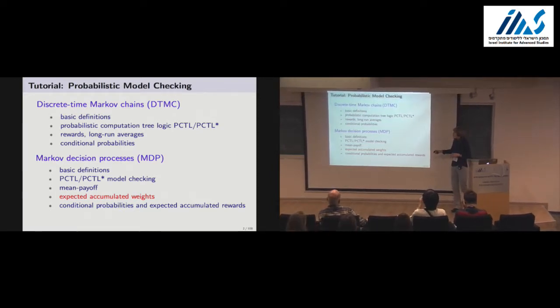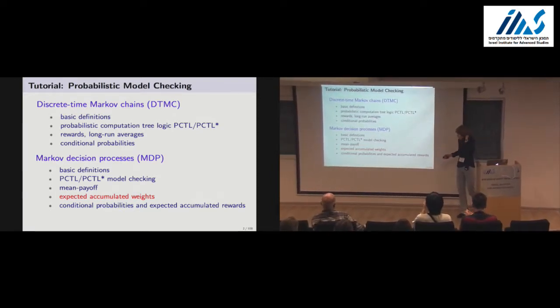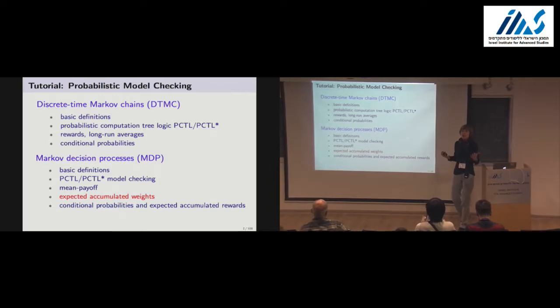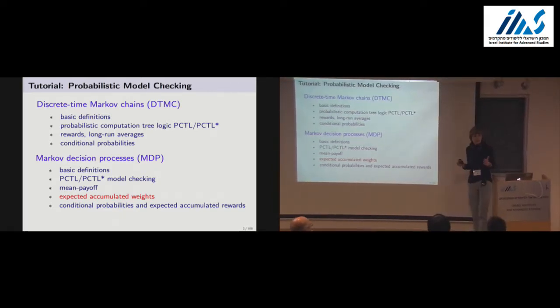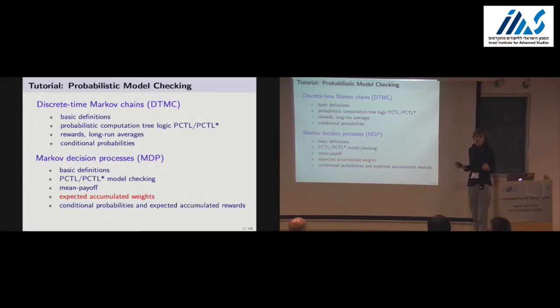And please remember one important thing we also need now: when talking about probabilities or expectations, then you need to consider a scheduler, which means a function that takes the history as input and returns an action or a set or distribution over the actions.